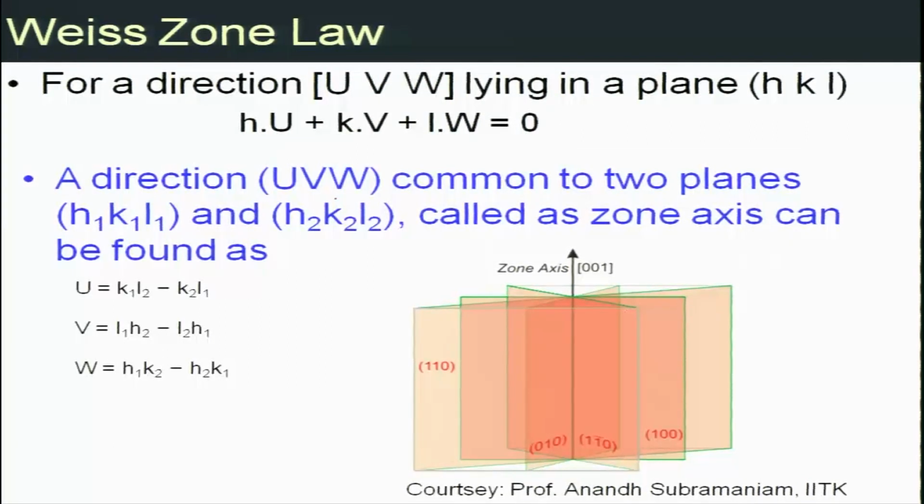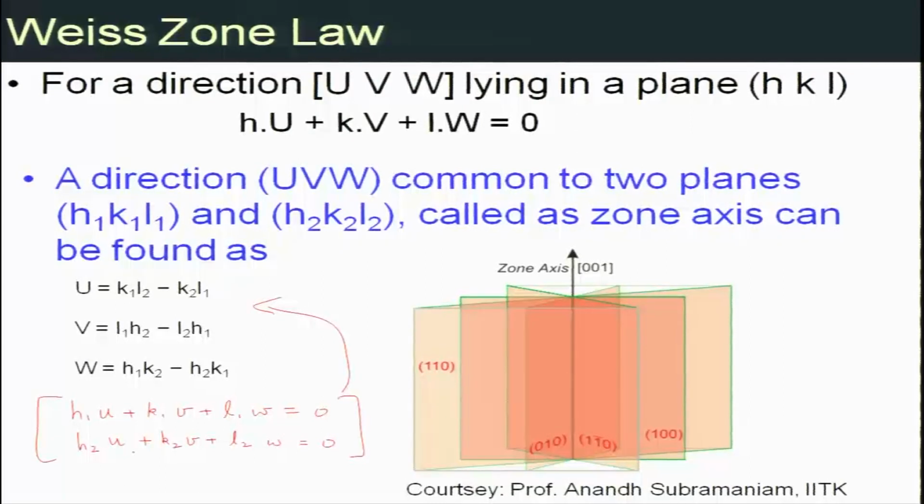So if you have a direction UVW which is common to two planes H1 K1 L1 and H2 K2 L2, this is called a zone axis, and it can be found as follows. Basically you write two equations: H1 U plus K1 V plus L1 W equal to 0, and H2 U plus K2 V plus L2 W equal to 0, because it is a common axis and as a result it is common to both the planes. So you can write these two equations, and they can be solved in this fashion.